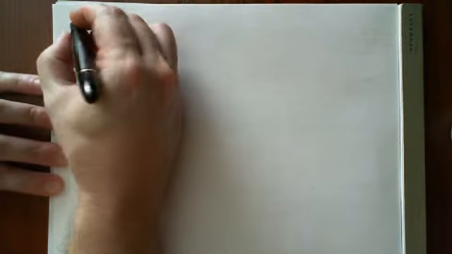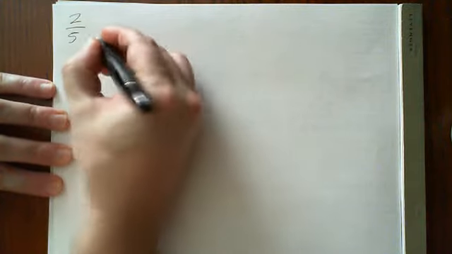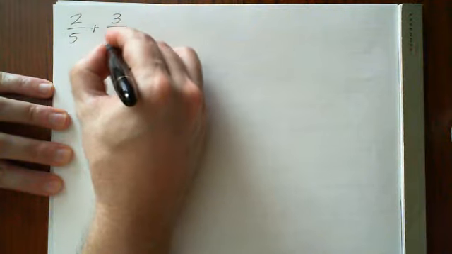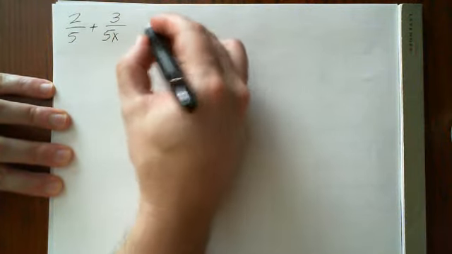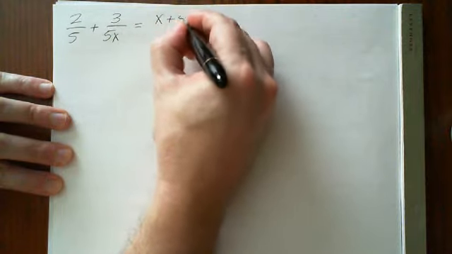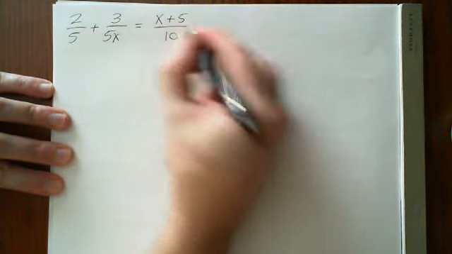We're just going to go through quickly an example of solving a rational equation. So we'll start out with 2/5 plus 3 over 5x equals x plus 5 over 10.